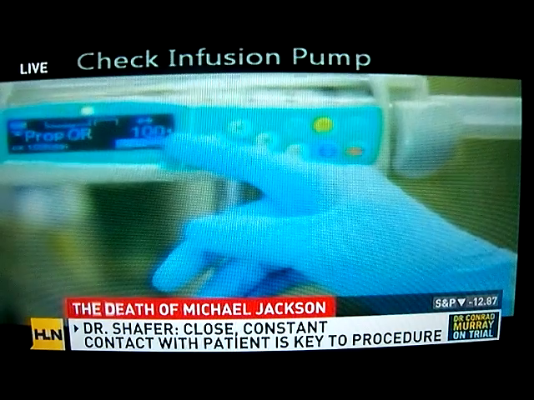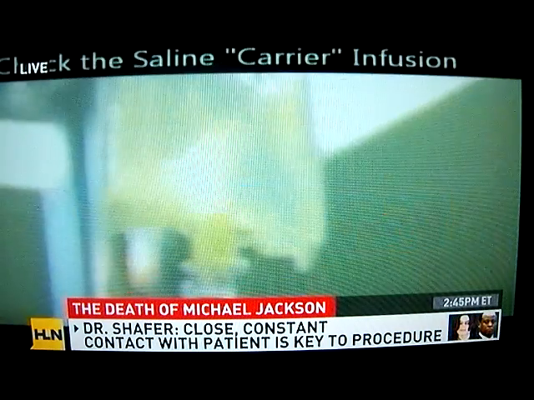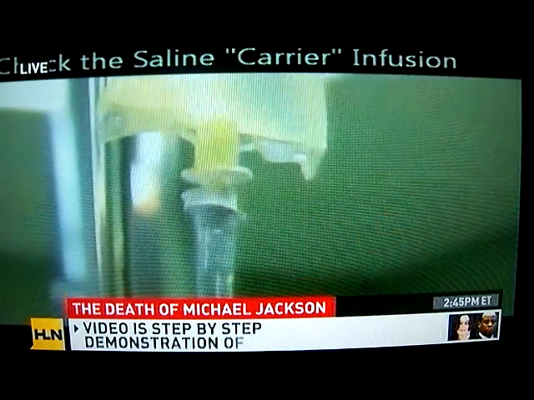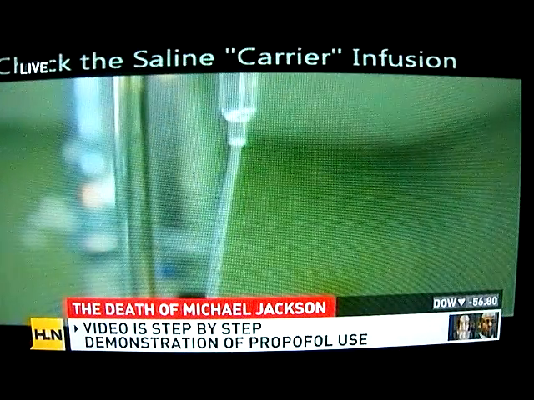Please continue. Here he's checking that the pump is giving 100 micrograms per kilogram per minute, a reasonable dose for sedation, maybe a little bit high. Now, here's the saline carrier infusion. Please go back. I don't know if you can go back or not.